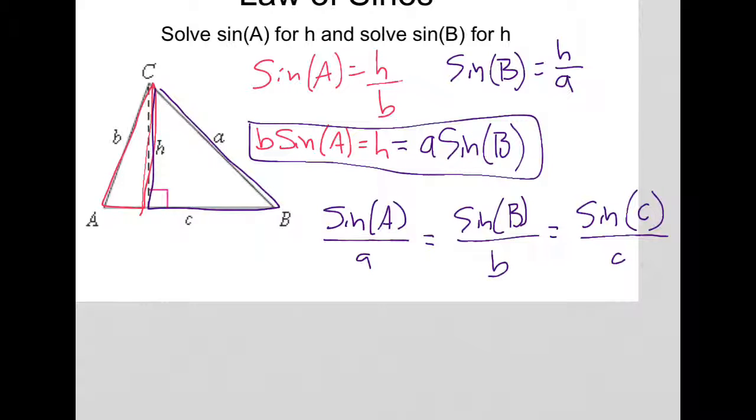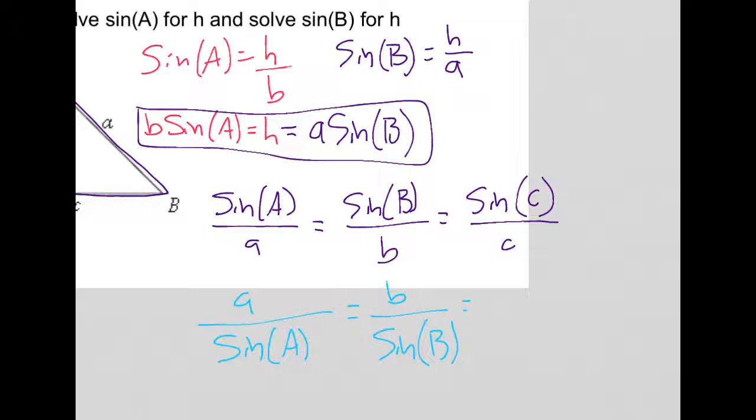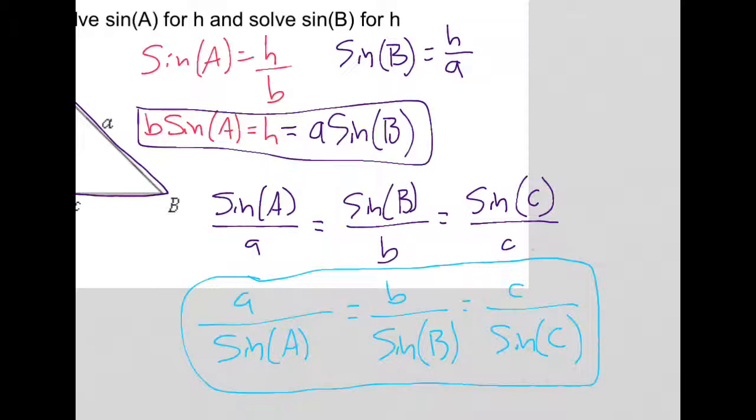Well, then I would get the equation side A divided by the sine of angle A equals side B divided by the sine of angle B. And again, that's also going to be true for the third angle as well, side C divided by the sine of angle C. And so these are the two different ways you will see the law of sines used. They are 100% equivalent. It depends on the context of the problem which form you should use.